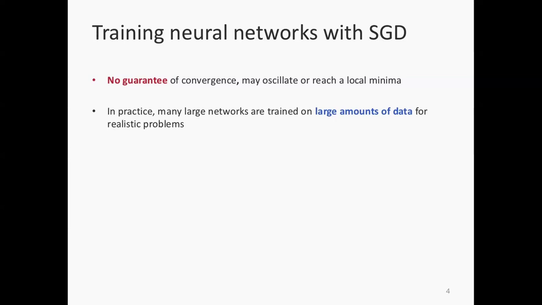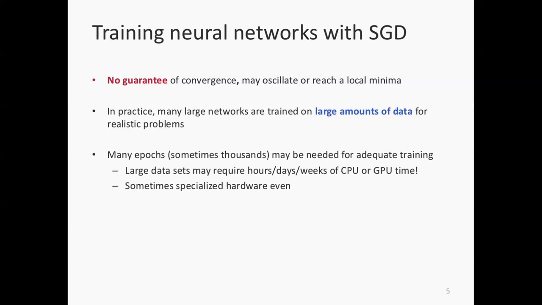This can be a problem because in practice, neural networks are trained on massive amounts of data, which means we have maybe thousands of epochs. At this point, we don't talk about epochs, we talk about updates, the number of updates that you make. Thousands and millions of updates might be needed, and this might require many hours, many days, or even months of, I say CPU or GPU time, mostly just GPU time, but you can't actually get to your GPU without a CPU.